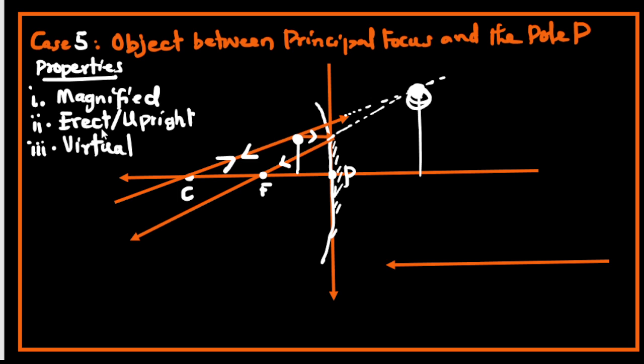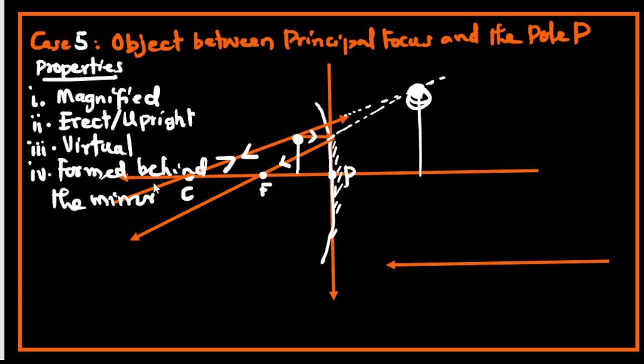Okay, let me give you options. Options like: A, it is formed on the principal focus; B, it is formed behind the center of curvature; C, it is formed behind the mirror. What do you think the answer should be? Behind the mirror. That's correct. So the image is formed behind the mirror.